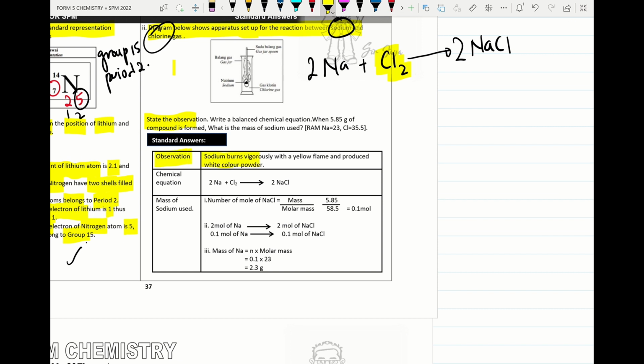We check the first question: state the observation. I present the answer in table form. Observation: sodium burns vigorously with a yellow flame and produces white powder. Write the balanced chemical equation: sodium reacts with chlorine to give sodium chloride. Make sure the equation is balanced.